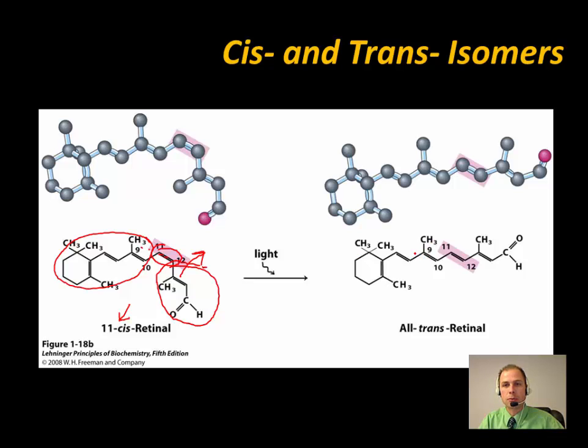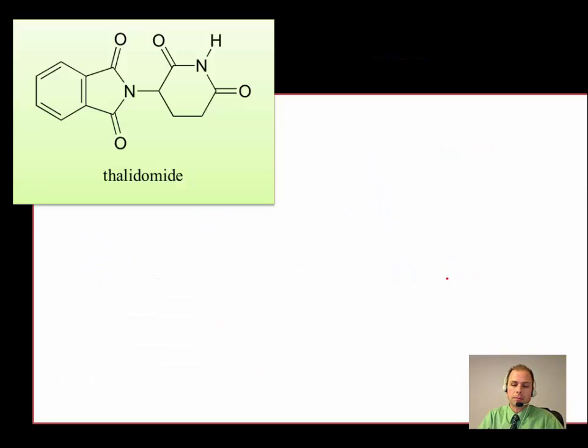But over here, after light's absorbed, it kicks this portion of it up. And now we have, if you compare it to the double bond, and again draw a plane right here, they're on opposite sides, this larger group and this larger group, making it the trans configuration. Big deal. If this doesn't happen, you're not detecting that light.